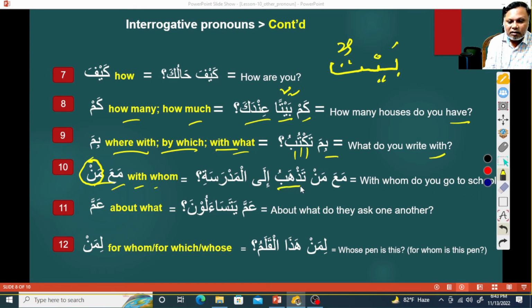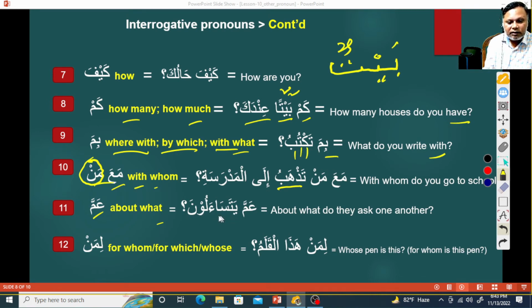Again, this is the verb zahaba. From zahaba it becomes tazhabu. Like from fa'ala it is tafalu. Fa'ala and tafalu. This is the conjugation table. Ma'a man tazhabu ilal madrasati. With whom do you go to school? And this is amma, which means about what.